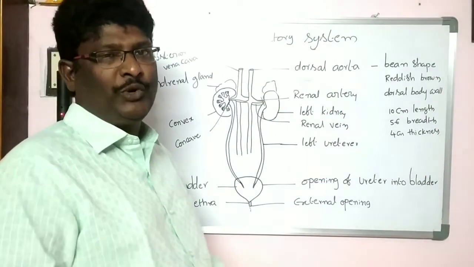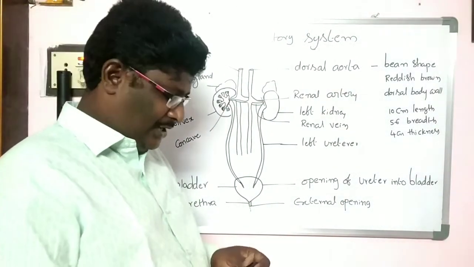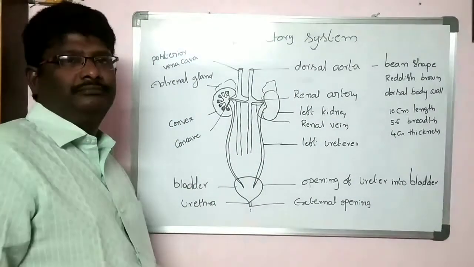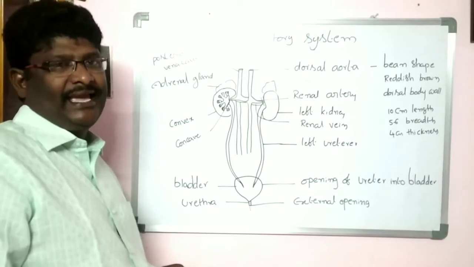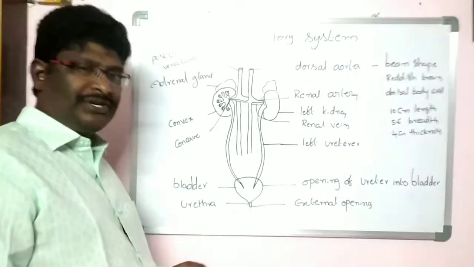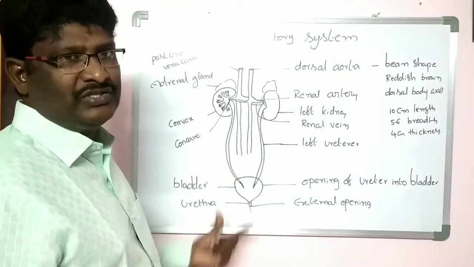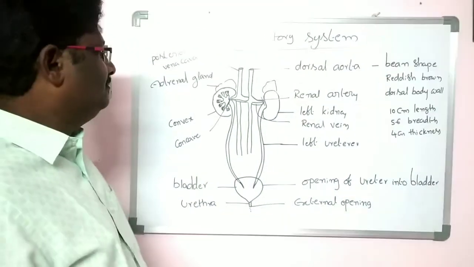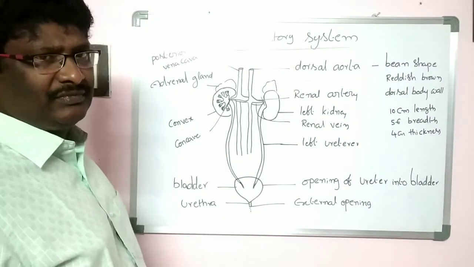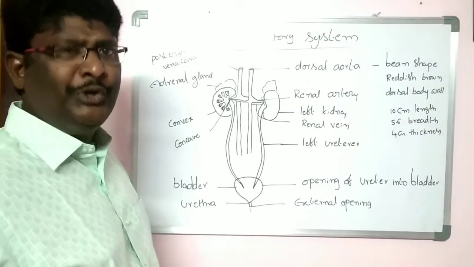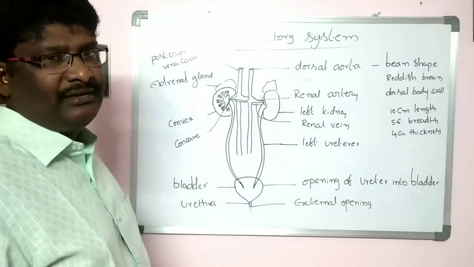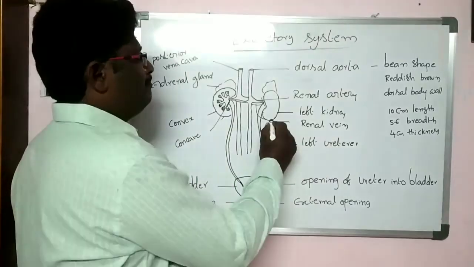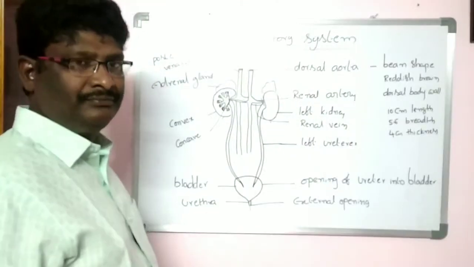Excretory system in human being. Actually, this is the human kidneys, the external structure of the human kidney. This is also called the excretory system. The excretory system in human beings has a pair of bean-shaped kidneys.